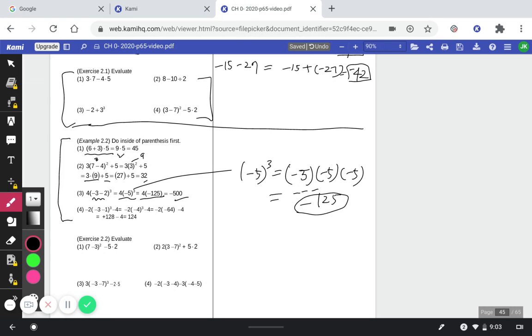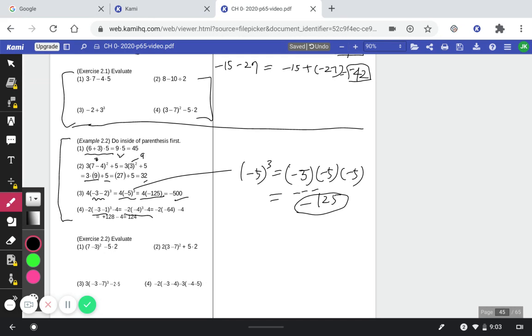Next, number 4. You can read this as negative 2 times the quantity of negative 3 minus 1 to the third power, minus 4. Now you do inside of the parentheses first. Negative 3 minus 1 becomes negative 4. So you rewrite the whole thing with a negative 4 inside of the parentheses. So you have negative 2 times the quantity of negative 4 to the third power minus 4.